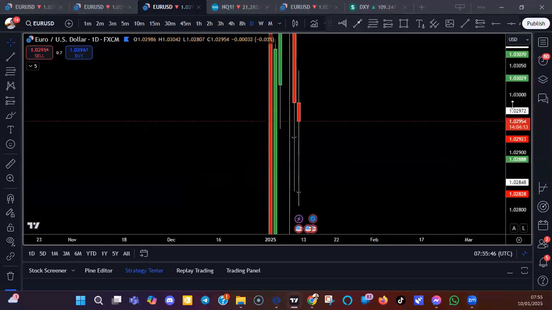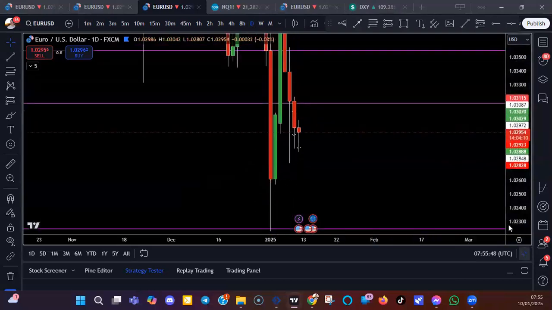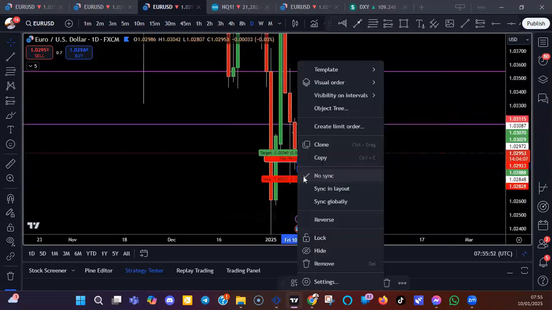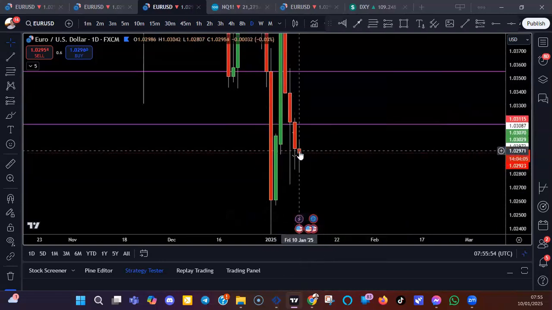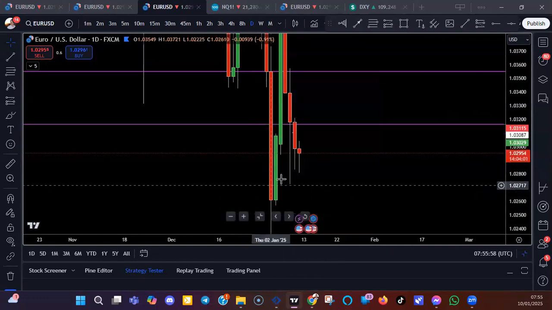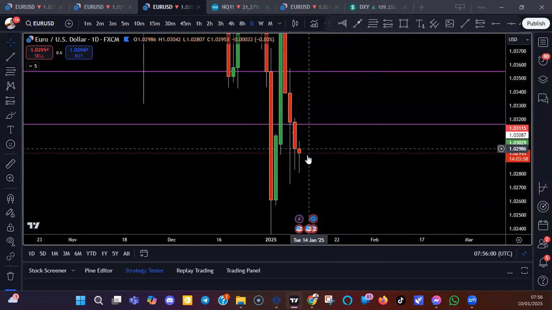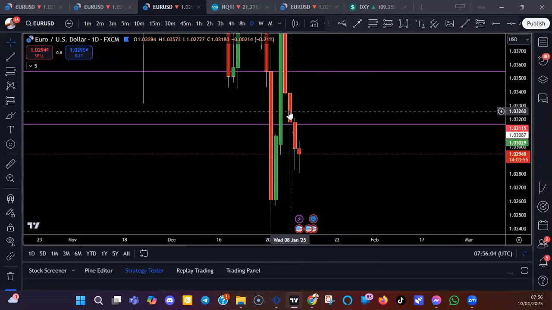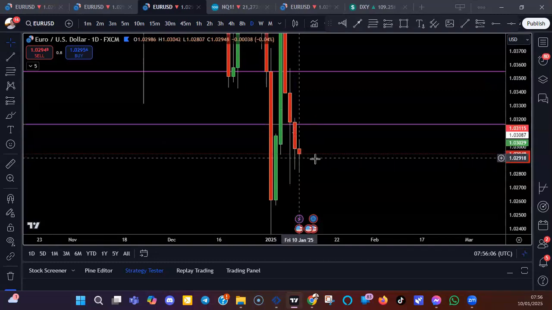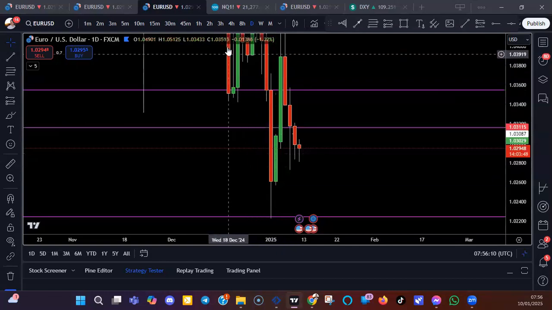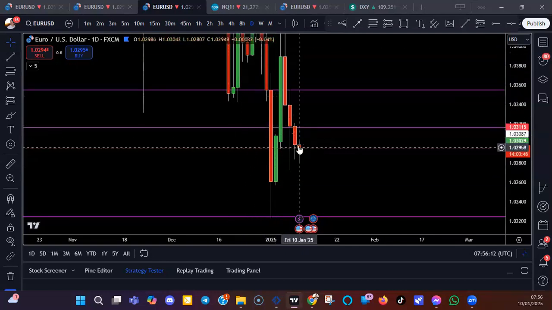So if we go on the daily, we can see an indecision candle, but it's been steadily going down the last 3 or 4 days. So we've got the indecision on the day so far.